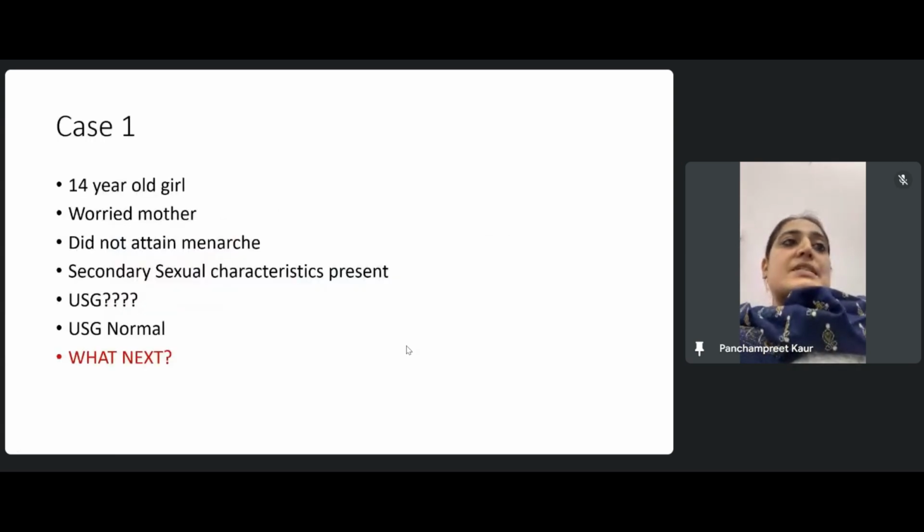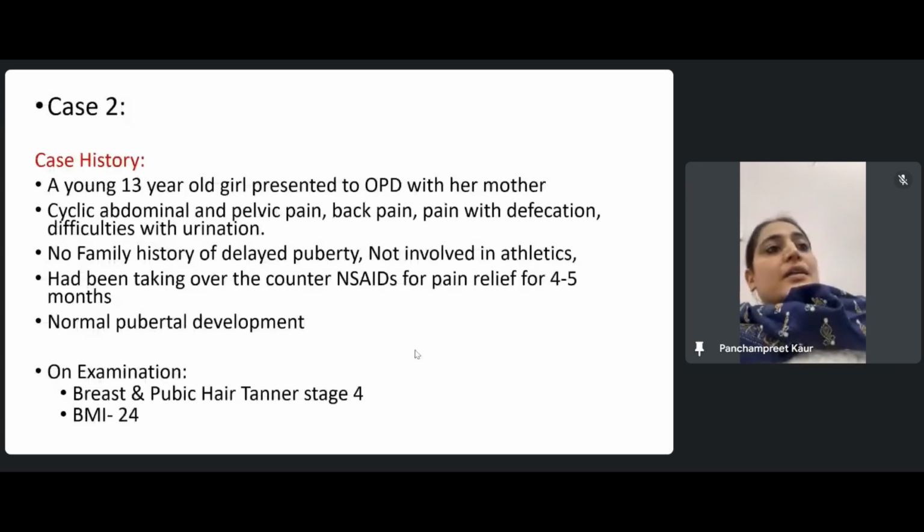So coming on to our first case, a 14-year-old girl, worried mother, she did not attain her menarche. She has her secondary sexual characters present. We did an ultrasound which was normal. So what next? The answer is we just need to reassure her. Reassure the mother and the girl and ask her to wait for another year, and then we will see if she still doesn't get her periods.